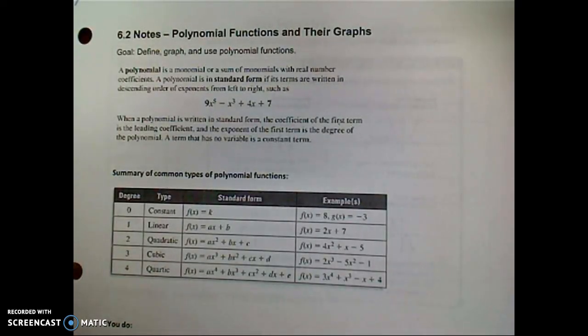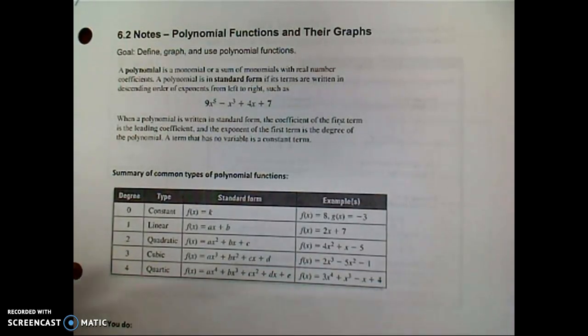We'll begin our new unit by looking at polynomial functions and graphs of polynomial functions. So a couple of definitions right off the top. The first is a reminder that a polynomial is defined as a monomial or the sum of monomials with real number coefficients. And we also are concerned about this being written in standard form.